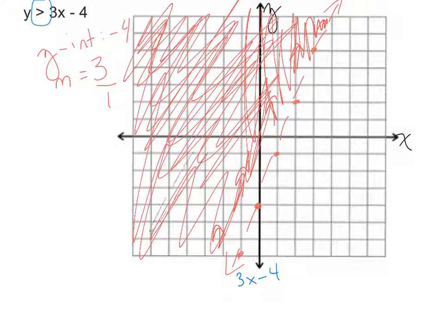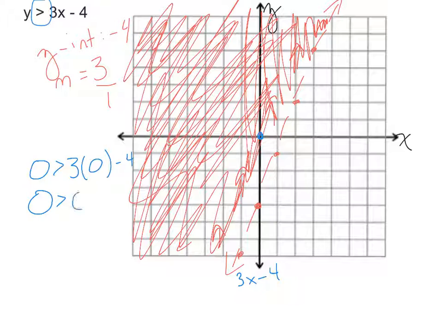And there we go. And again, I can pick any point I want, plug it in, and I should get a valid solution. So how about a nice easy one? How about 0, 0? If I do 0 greater than 3 times 0 minus 4, well, that means 0 is greater than 0 minus 4, or that 0 is greater than negative 4. And that certainly checks out. So 0, 0 is valid, and it shows that we are shaded in the correct direction. And we are done.